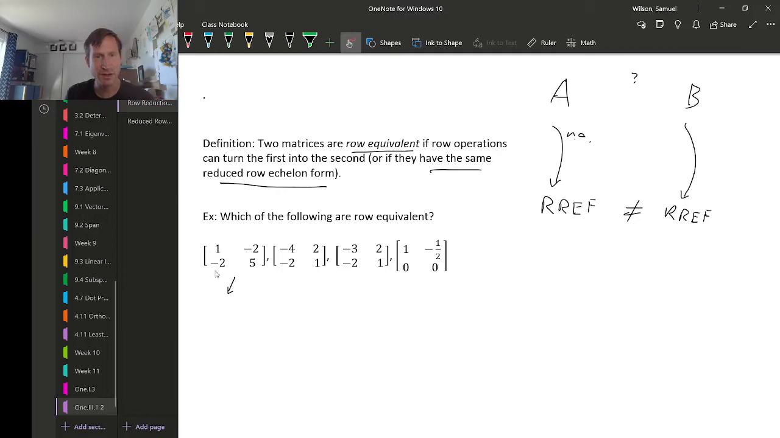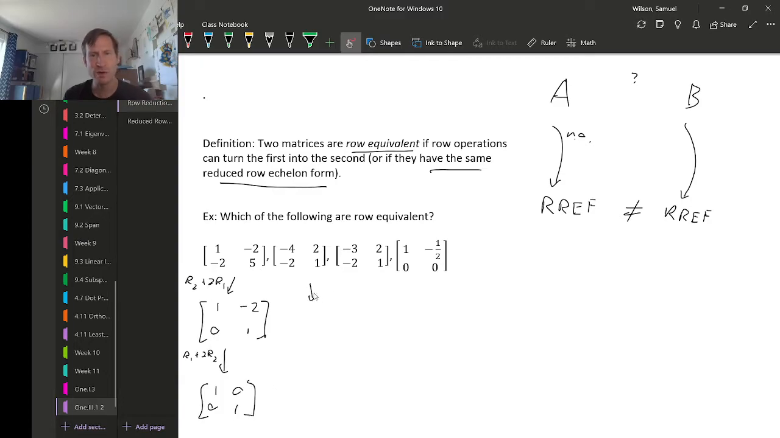Let's see, for this one, I guess we need to take row 2 and add 2 times row 1, and that's going to give us 1, minus 2, 0, 1. And then take row 1 and add 2 times row 2, and that's going to give us 1, 0, 0, 1.